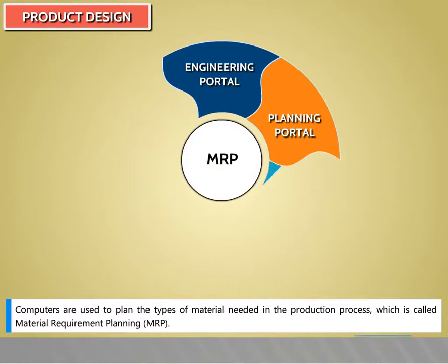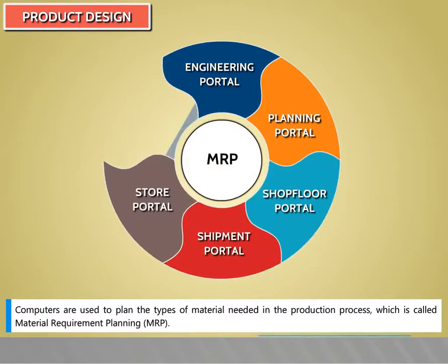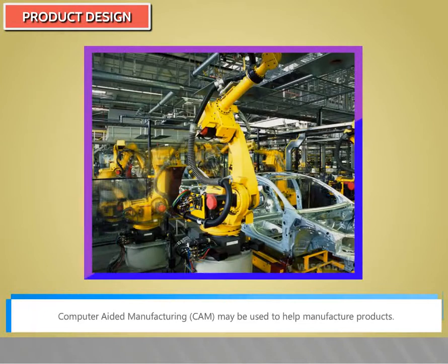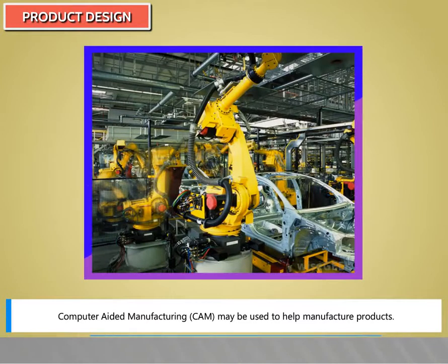Computers are used to plan the types of material needed in the production process, which is called Material Requirement Planning, that is MRP. Computer-aided manufacturing, CAM, may be used to help manufacture products.